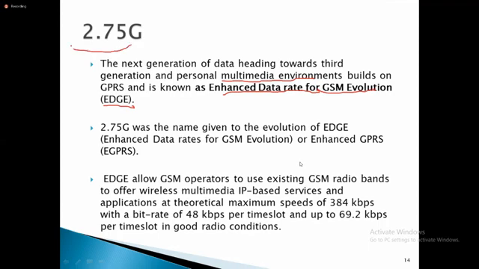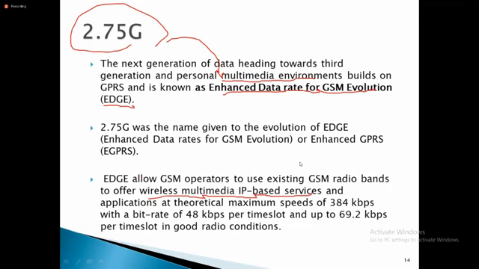2.75G වලින් multimedia environments, multimedia services වලට accommodate කරන්න පුළුවන් Edge වලින්, right? So 2.75G was the name given to the evolution of EDGE, or Enhanced GPRS, right? That is also known as Enhanced GPRS. Edge will allow GSM operators to use existing GSM radio bands to offer wireless multimedia IP-based services. හරිද? මේ wireless multimedia IP-based services enable කරේ Edge වලින් 2.75G, right?